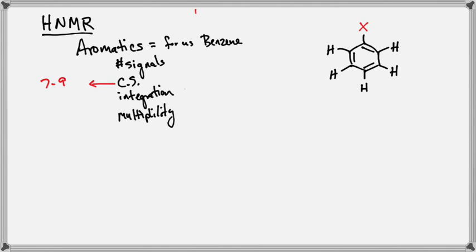So, if this were my structure, again, I could jump to the number of signals, but we're going to soft play this because what we saw was that we had peaks in the 7 to 9 range. So what we could do is look at the peaks in the 7 to 9 range and look at their integration. Why look at their integration?